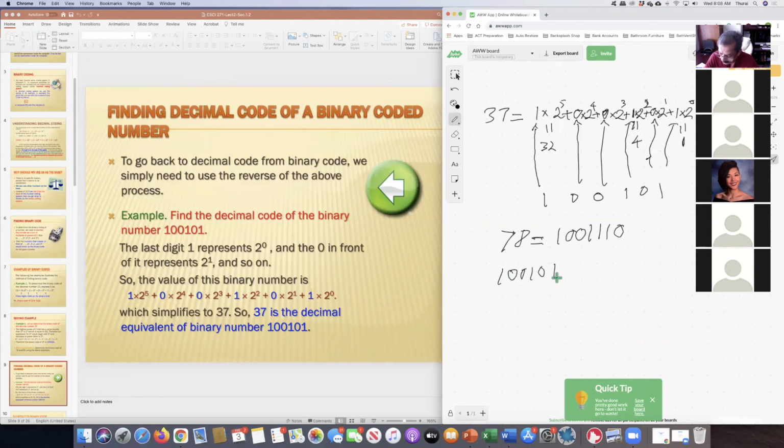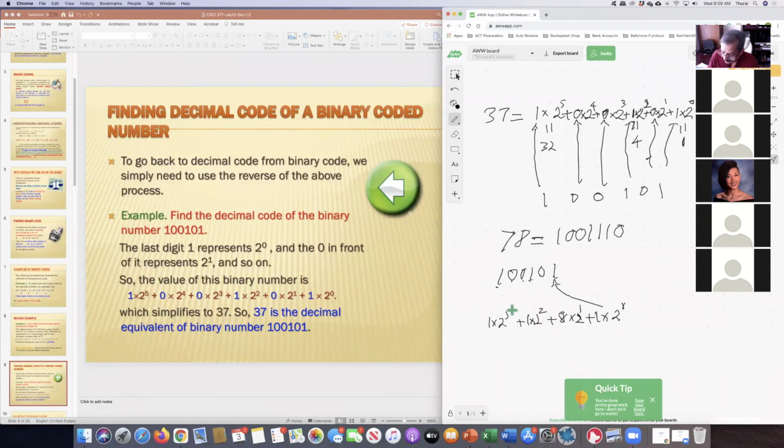Well, basically we start at the last digit, and that corresponds to 1 times 2 to the 0. This last one is the coefficient of 2 to the 0. And then I have 0 times 2 to the 1, plus 1 times 2 to the 2. You have to count from the bottom: 2 to the 0 for the last one, 2 to the 1, 2 to the 2. So 1 times 2 to the 2, plus 0 times 2 to the 3, 0 times 2 to the 4, 1 times 2 to the 5. I didn't write the zeros because they'll add up to 0.